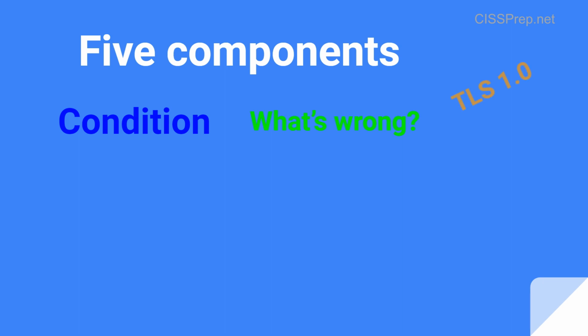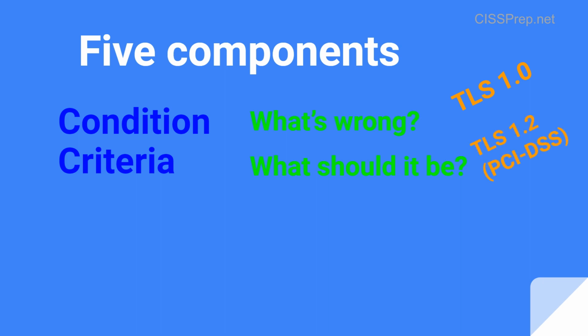The second component is the criteria. The criteria is the measuring stick that was used, or the benchmark. It's the standard, or the setting that represents the ideal state in which the condition should be. You can think of it as the what should it be statement. In this example, TLS 1.2 or higher is the ideal setting. This requirement can be pulled from various different standards, but namely the PCI data security standard.